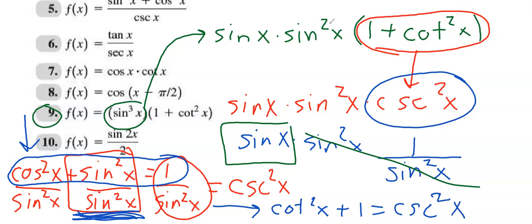And yes, as I told you, the Pythagorean identity and its brother and sister are not on your formula sheet. Everything else is.